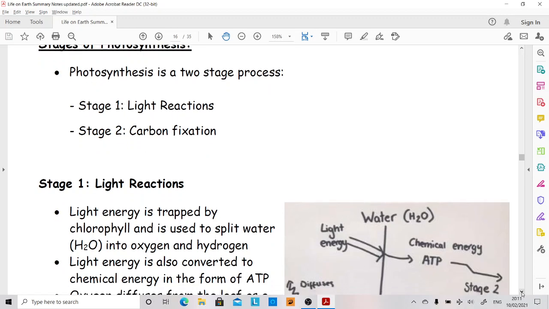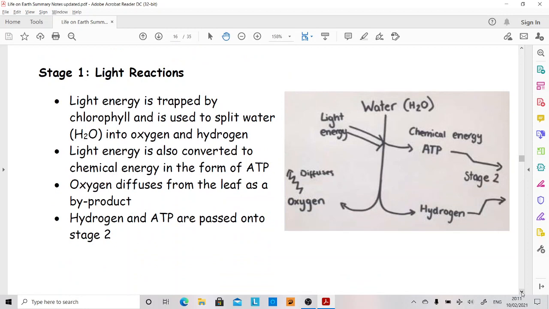Let's have a look at the light reactions. In the light reactions, light energy is trapped by the chlorophyll, and this is used to split water apart. So we put the chemical formula of water in there, H2O, which most people are familiar with, to remind us of what it would get split into. If you've got something containing hydrogens and oxygens, if you split it up, you're going to have your hydrogens and oxygens separated out. The light energy is also converted into chemical energy in the form of ATP. We've met ATP before. ATP is the only form of chemical energy that plants can use, and animals for that matter. All living things use ATP.